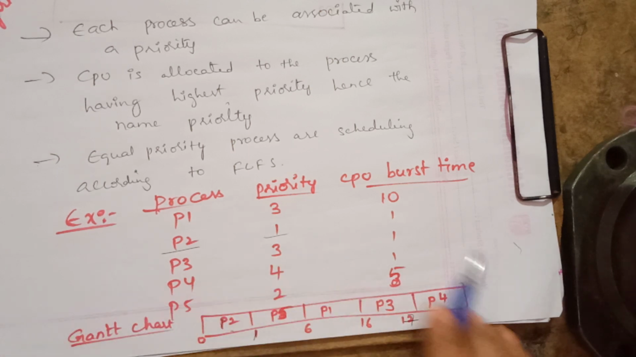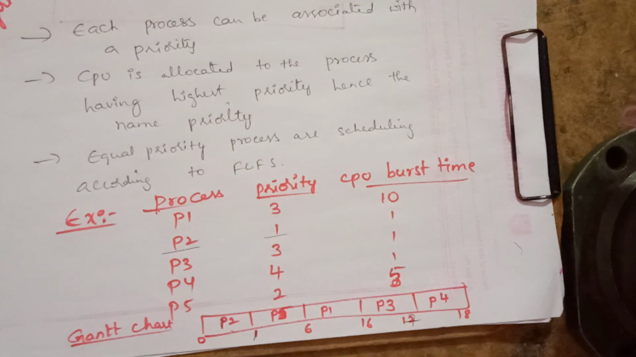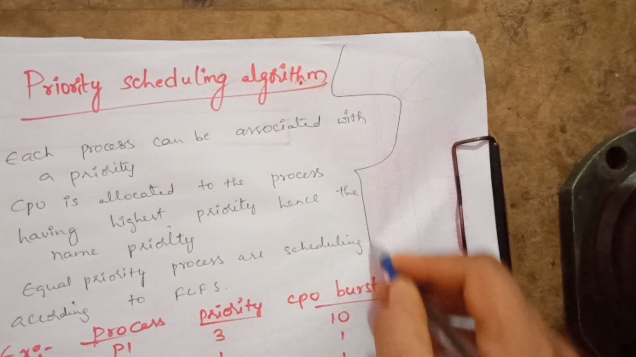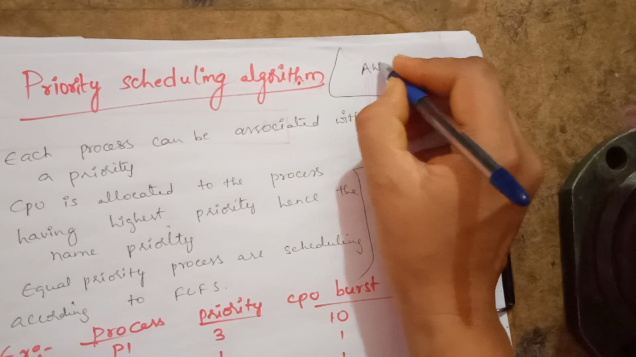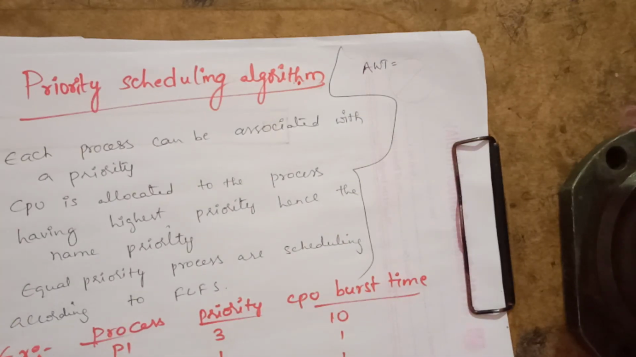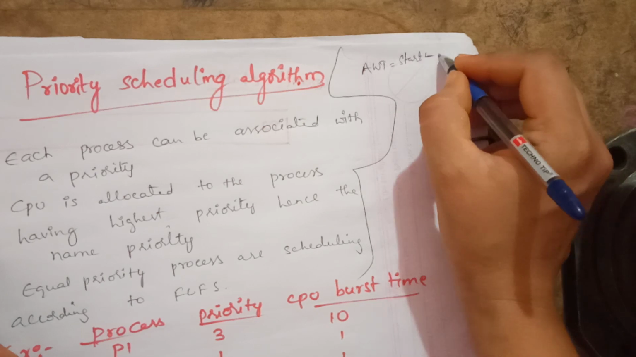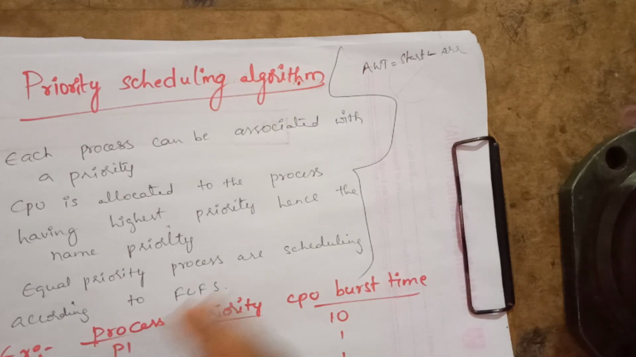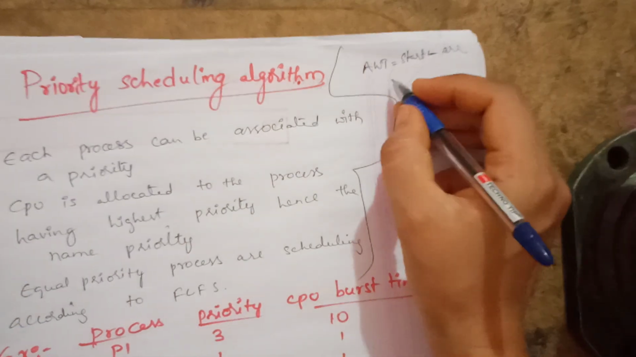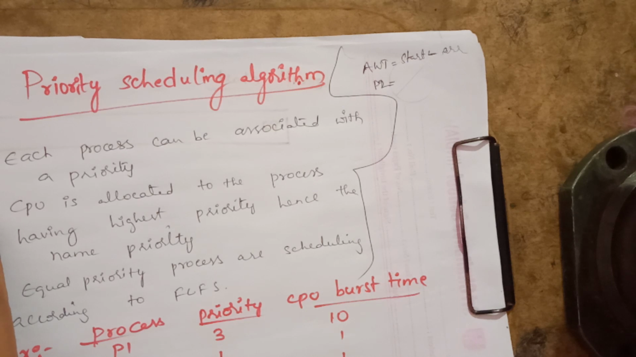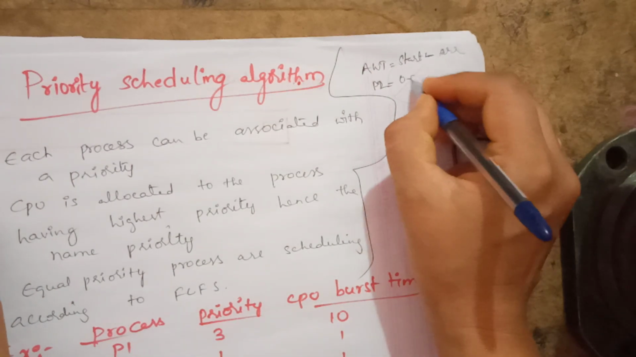This is the Gantt chart for the priority scheduling algorithm example. Now we will calculate the turnaround time as well as the average waiting time. You already know how to calculate them. Waiting time is start time minus arrival time, and all arrival times I am taking as 0 now. First we take P2. For P2 the start time is 0, so 0 minus 0 is 0.